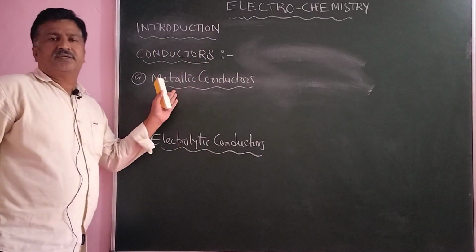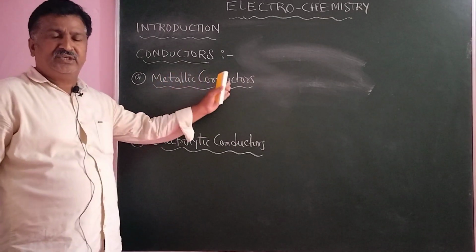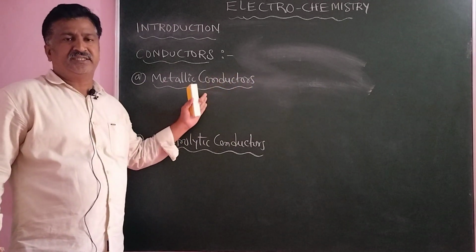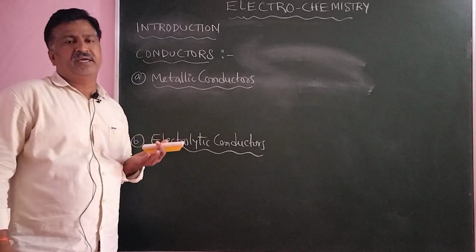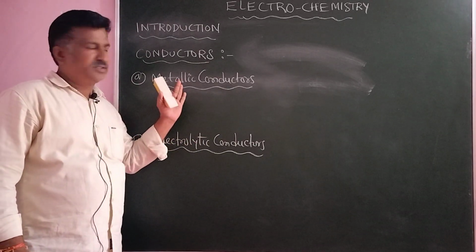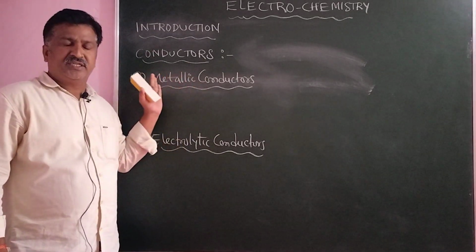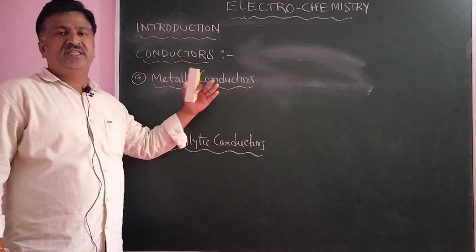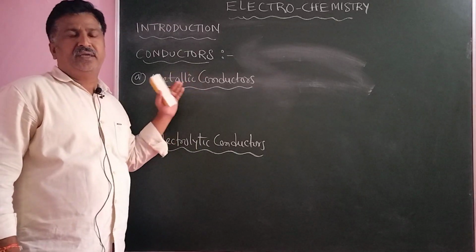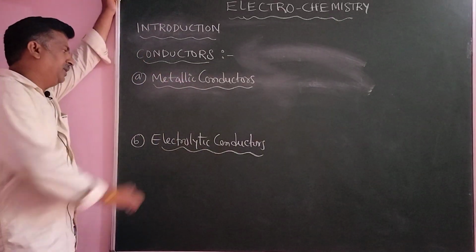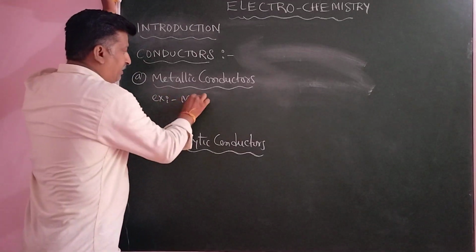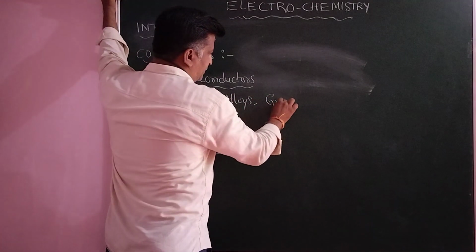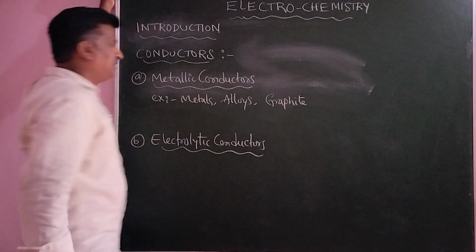But what are metallic conductors? These are the substances which conduct electricity by the free movement of electrons in the solid state without undergoing any chemical change. Those are called metallic conductors. For example, different metals, alloys, graphite. So these are called metallic conductors.